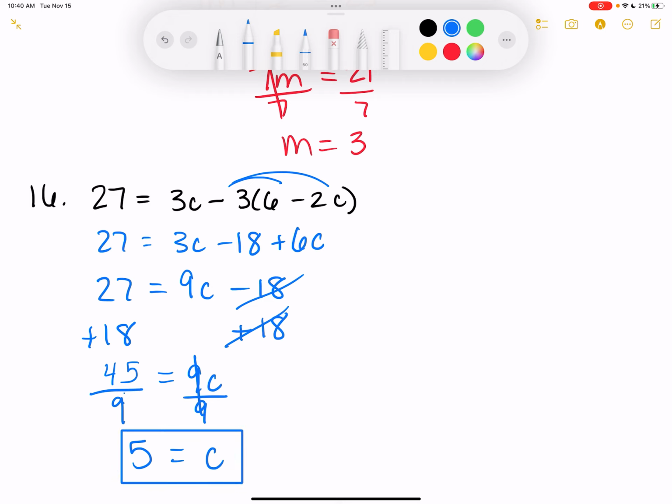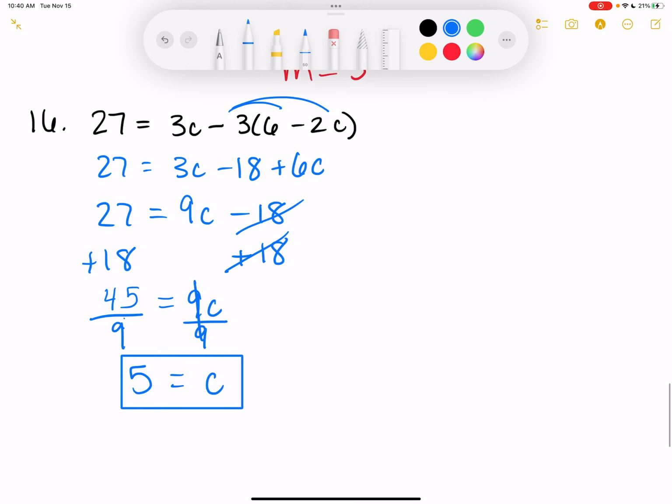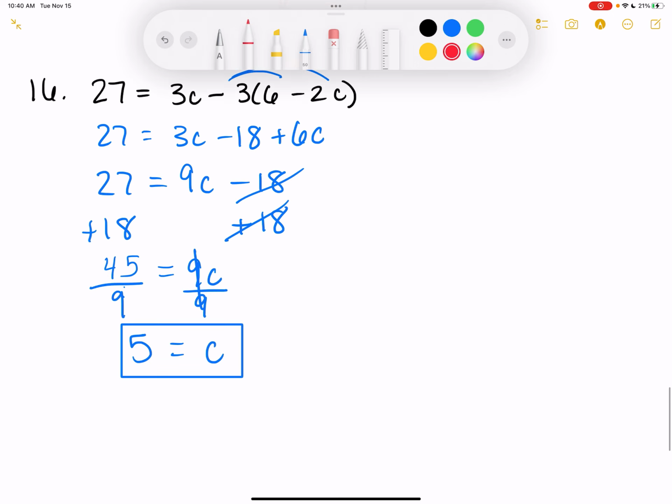Any questions about any of these ones? Sweet. All right, then your problems to do: 3 through 17 odd.